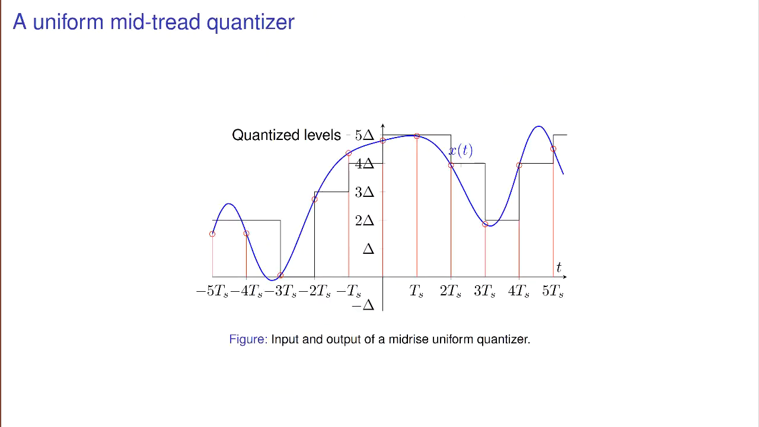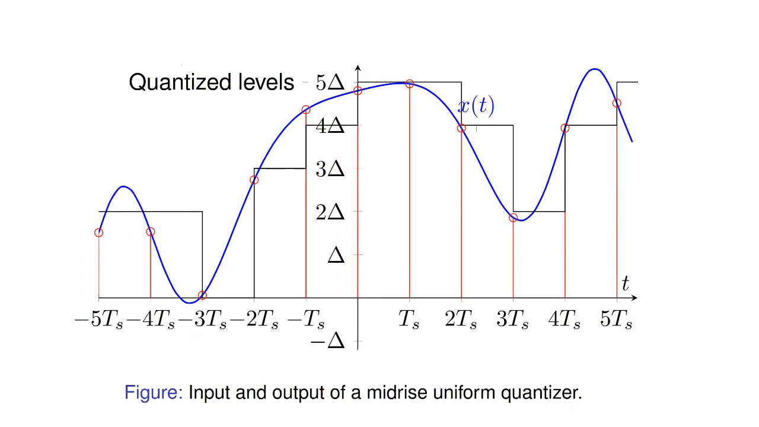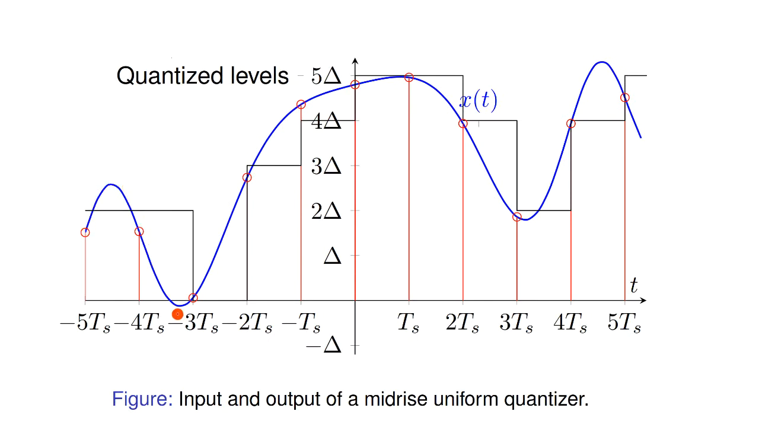So let us have just one example. Suppose that this is my continuous time signal. The first step is to take samples. At minus 5 TS, I get this value. At minus 4 TS, I get this value. At minus 3 TS, I get this value, which is 0. At minus 2 TS, I get this value. At minus TS, I get this value. At 0, I get this value. At TS, I get these. So these are my samples, which are marked by circles.